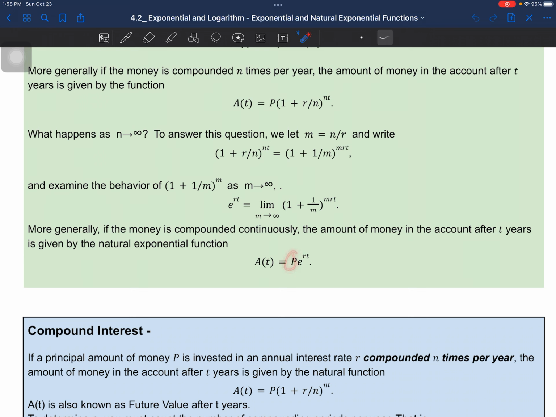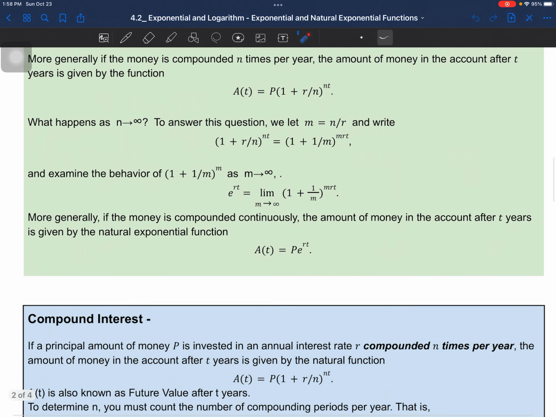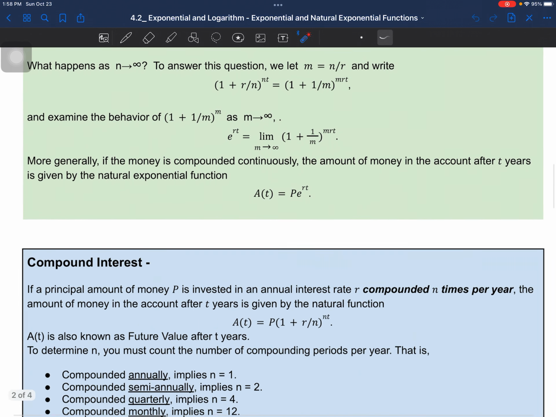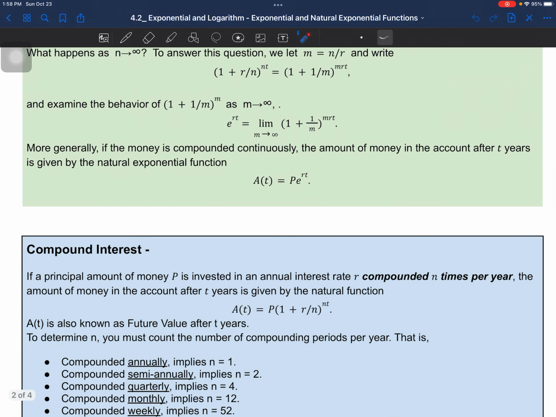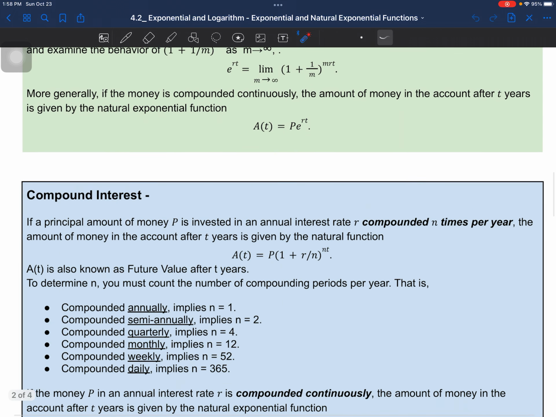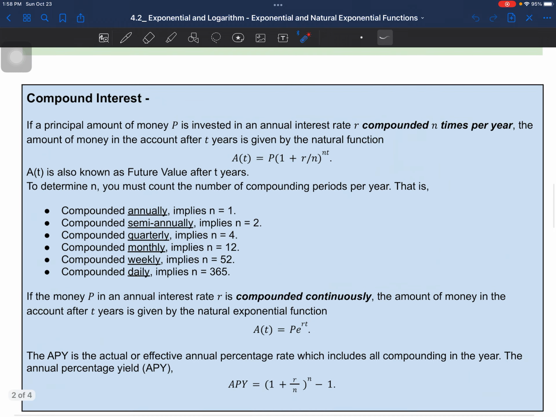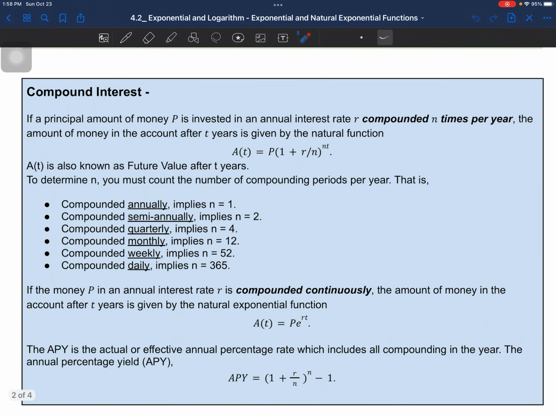So when we think about continuously, it is going to give us another special type of compound problem, where the formula will be equivalent to P times e to the rt. So this connects to what we talked about in the last section regarding the exponential function. So in the next chart here, we're going to briefly summarize the way we're going to use these formulas.